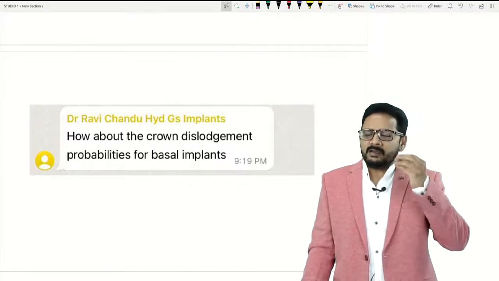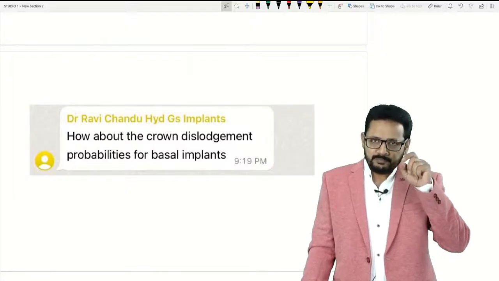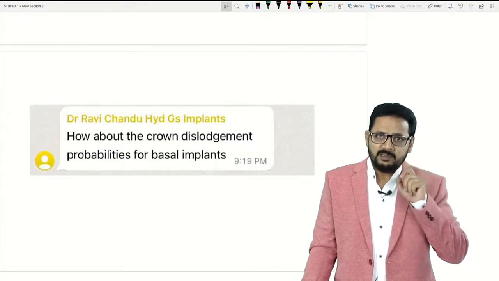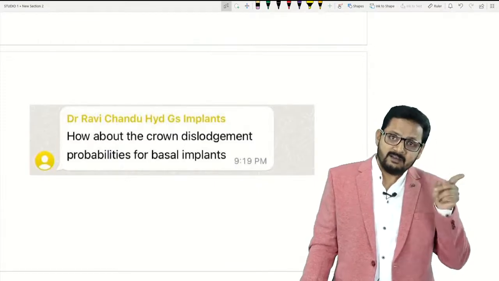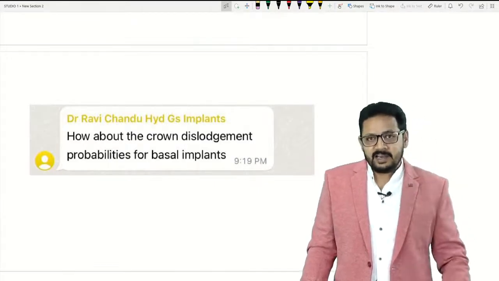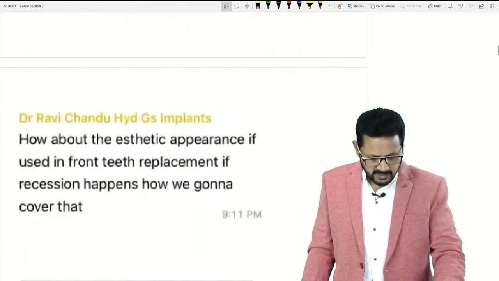Right? If you take the example of two-piece implants, there is a chance of abutment dislodgement, because it is a screw retained abutment. But here the chances are very nullified. So don't worry about dislodgement of the crown in cases of basal implants.